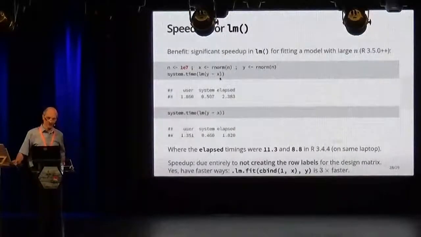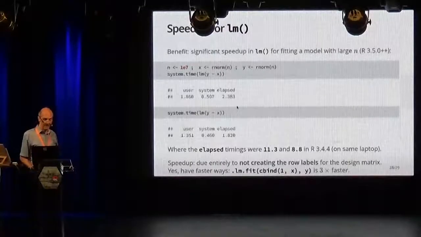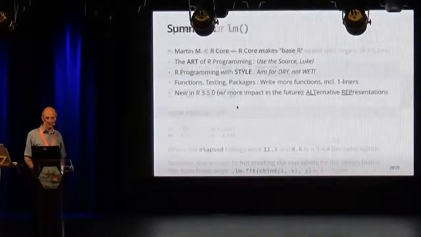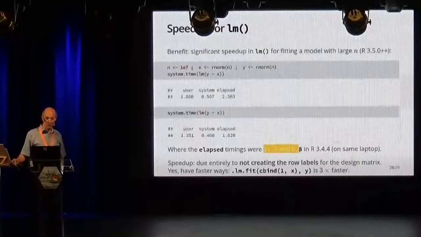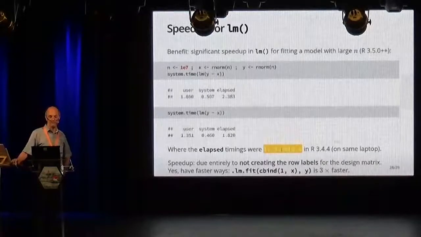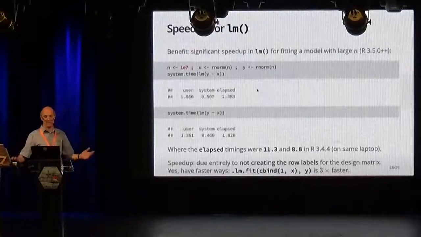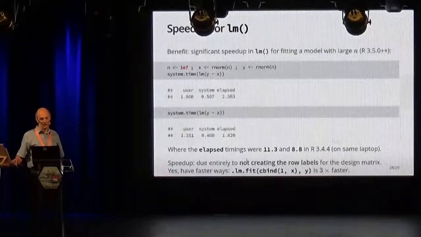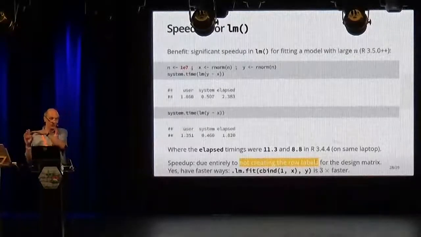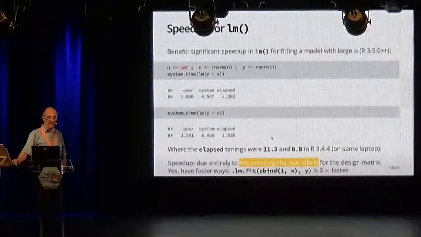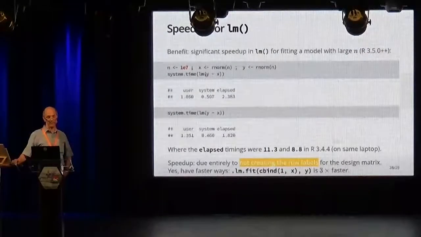Also, second evaluations often take a little bit faster than the first, even if it's not about a function that you defined. And the times in R 4.4 and earlier were 11 seconds and 9 seconds. So this is a factor of 5 faster for lm, which is a bit surprising, right? And it's because we are not creating row labels for the design matrix, but the row labels are actually a deferred character vector.